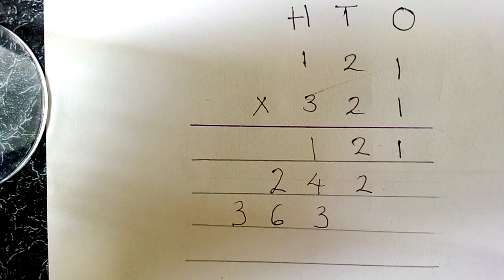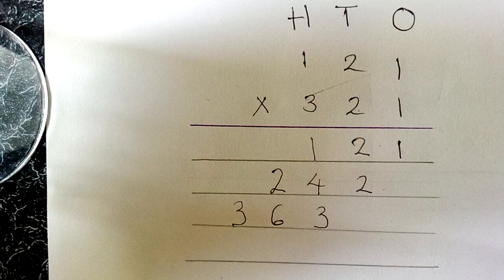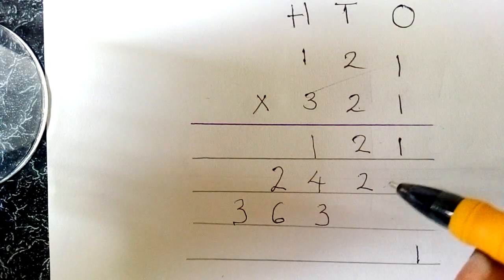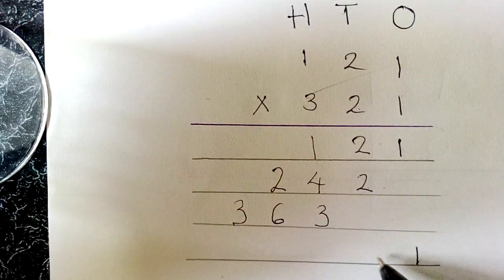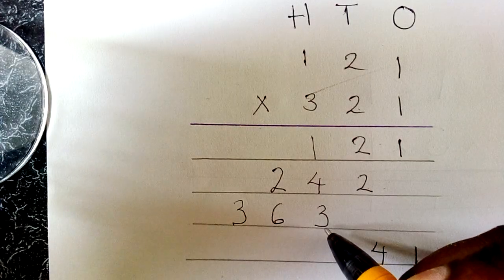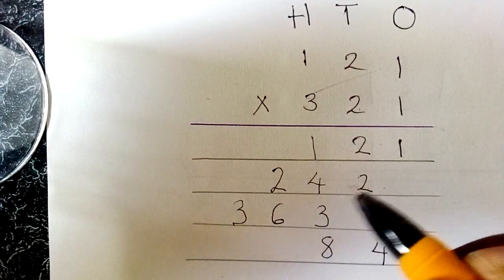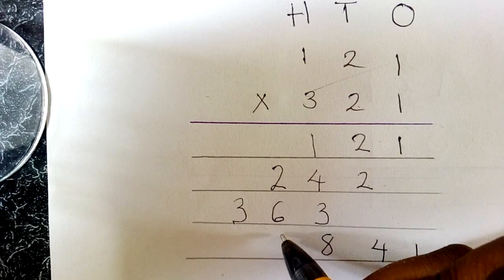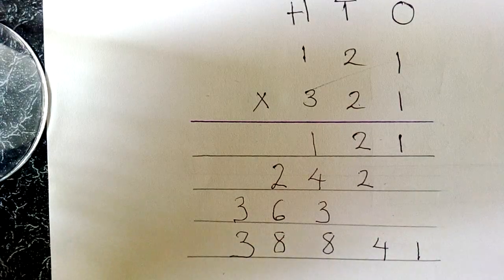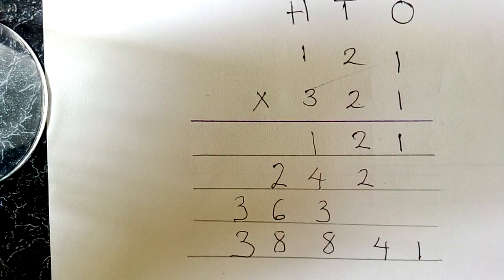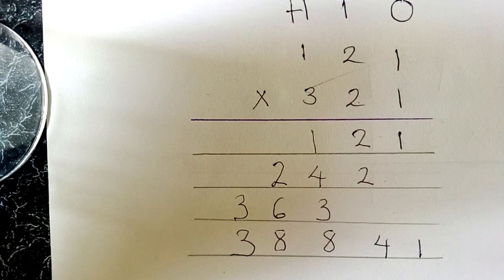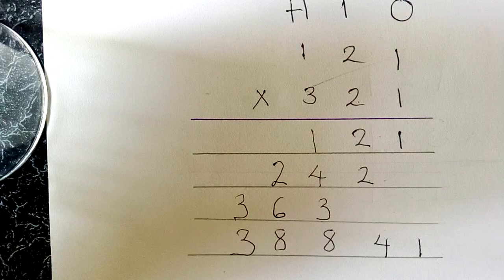Let us add our numbers together. In our ones, we have 1. 2 plus 2 here is 4. 1 plus 4, 5 plus 3, 8. 2 plus 6 is 8. And we have 3 right at the end. Can you read that number? Excellent. Now let's read it together. 38,841.